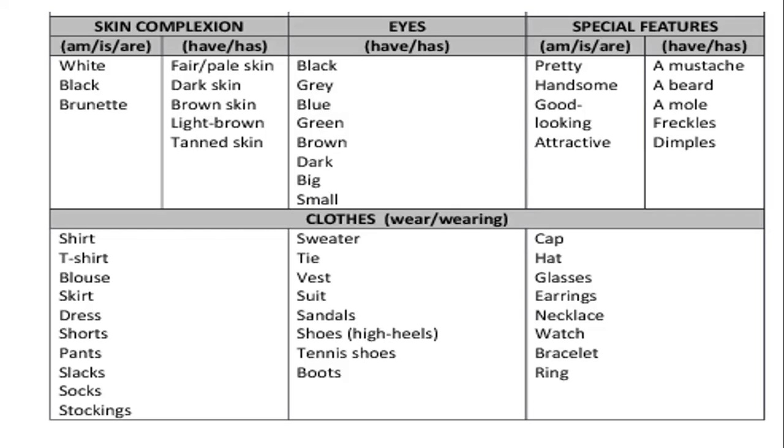Pretty and beautiful is for girls. Esas dos palabras es para las señoritas o para las mujeres, ¿verdad? Es female. Y cuando hablamos de boys or men, caballeros, decimos handsome o decimos good looking. Y para ambos casos podemos usar attractive. He is very attractive or she is very attractive. We can talk about special features like he or she has a mustache, a beard, a mole, freckles, or dimples.